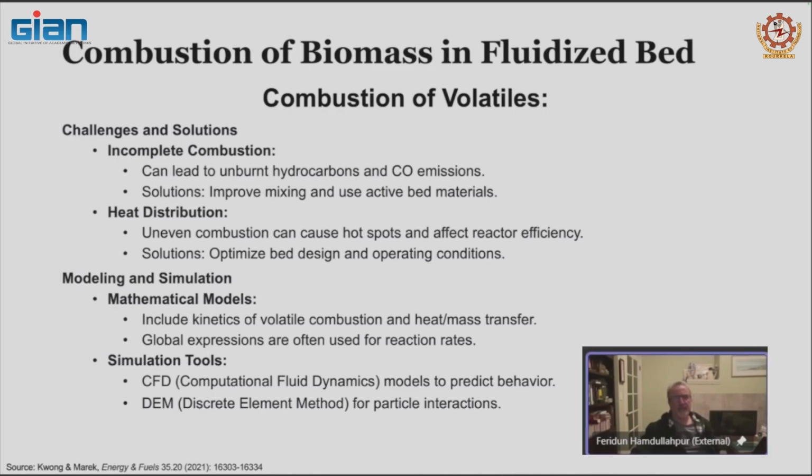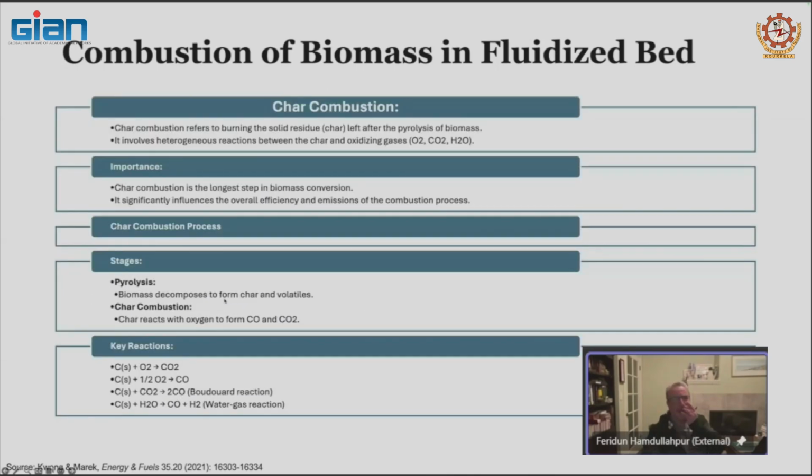Heat distribution is uneven. This is caused by hot spots, and if you're not able to remove heat uniformly, hot spots may affect not only efficiency but also the furnace life by causing weak points. Again, make sure that your bed design will have uniform heat removal. And we talked about kinetics and other things.